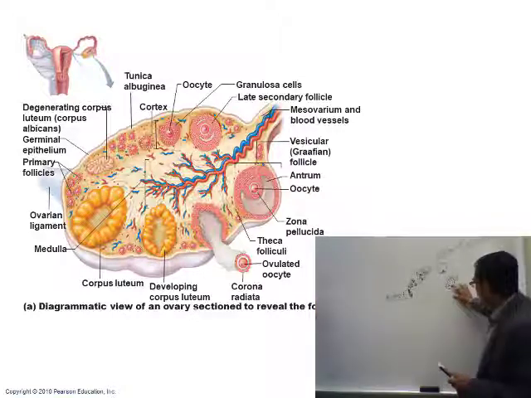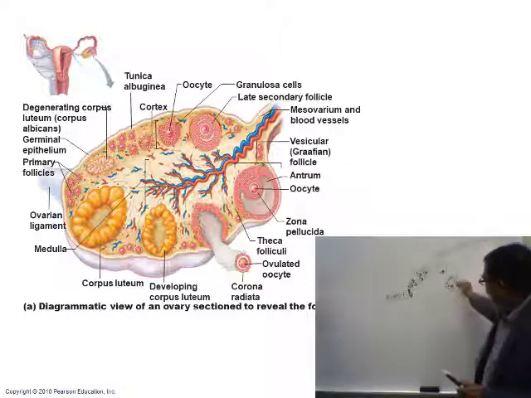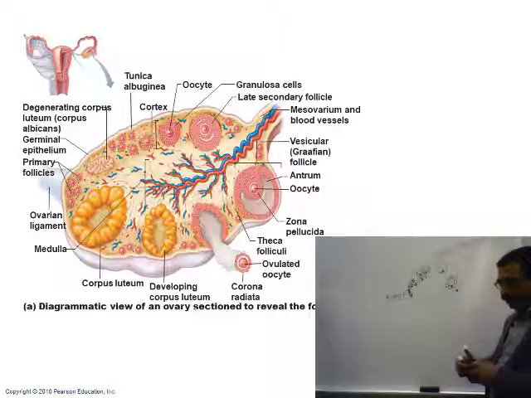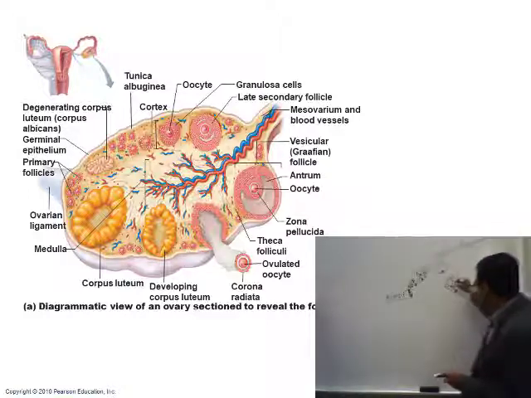And when it ruptures, it releases the egg or oocyte to the outside. So the egg is released to the outside of the ovary, and that is called ovulation. You all know ovulation is the rupture of the most mature follicle and release of the egg, and that is called ovulation.